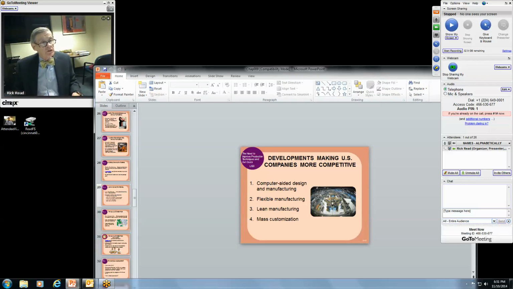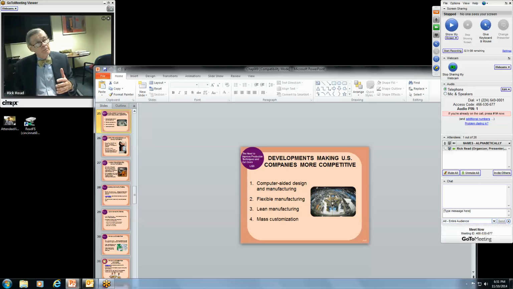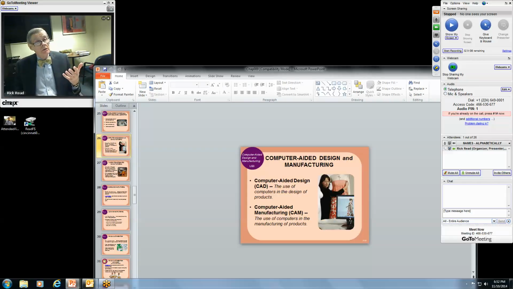Here are some things we need to think about, because this is the wave of the future. It's happening now, but it's the wave of the future. These four things: computer-aided design and manufacturing, we'll talk about that in a second. That comes next. Flexible manufacturing, lean manufacturing, and then mass customization. All different processes, all different production methods or modes based upon what you want to do and how you want to do it.